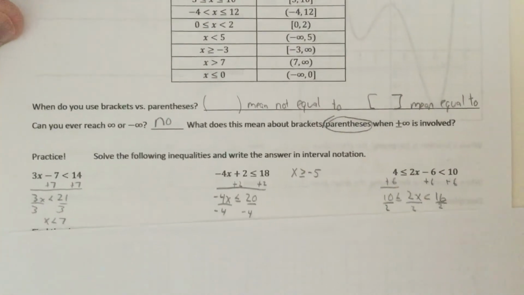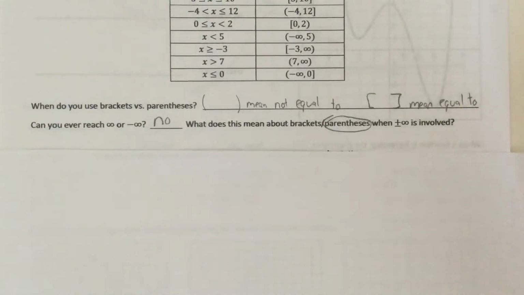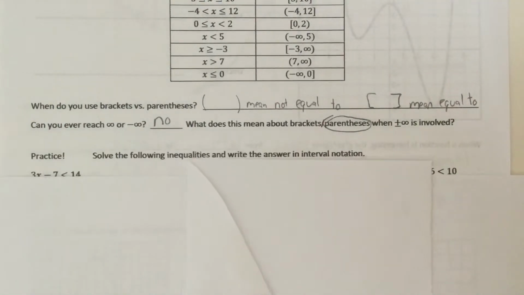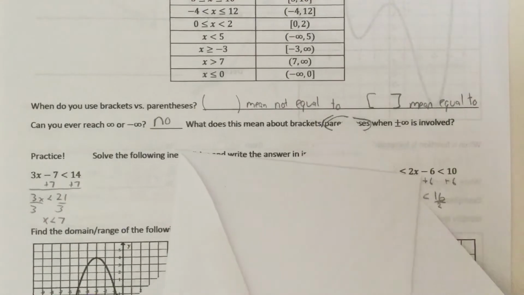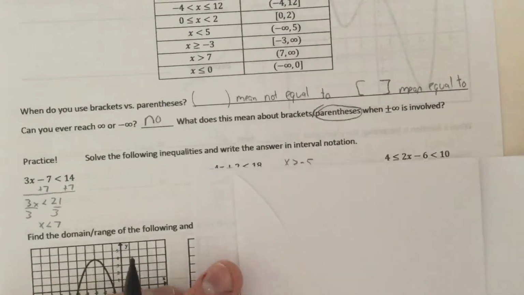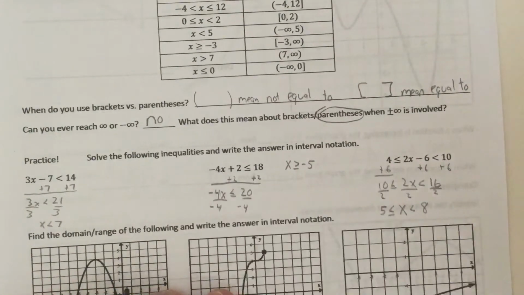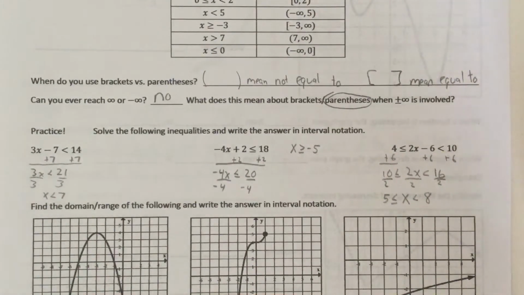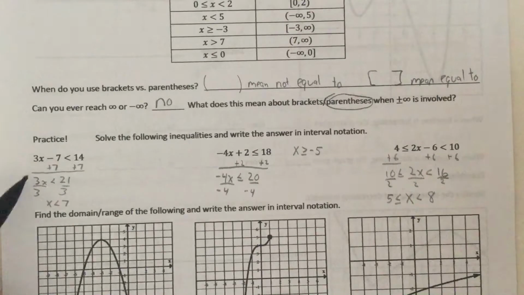The next part just has some practice with our inequalities. And you can look at these. I solved these for x already. Everyone should be able to do that. Added 7, divided by 3, so x is less than 7.